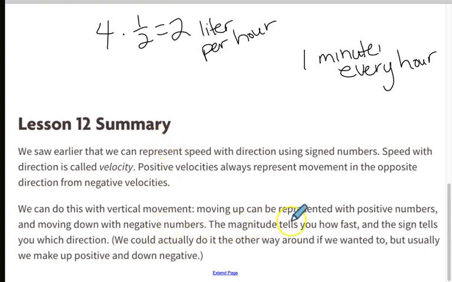We could actually do it the other way around, if you wanted to. You could say this way is negative and left is positive, or down is positive and up is negative. You could do that, but usually we make up positive and down negative.